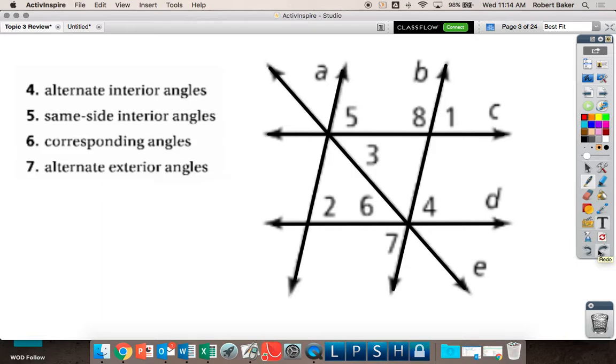5 and 8's a good one. Oh yeah, got one. That's it. I don't see anything else. Please do not write 2 and 6. So it's dividing it in half, because 6 is not the whole angle.